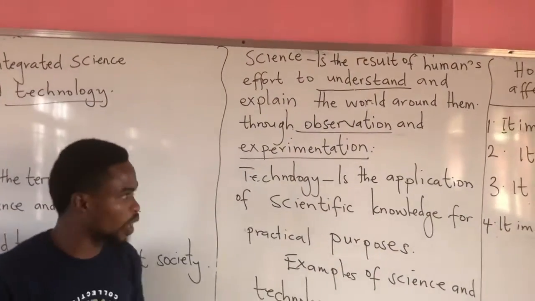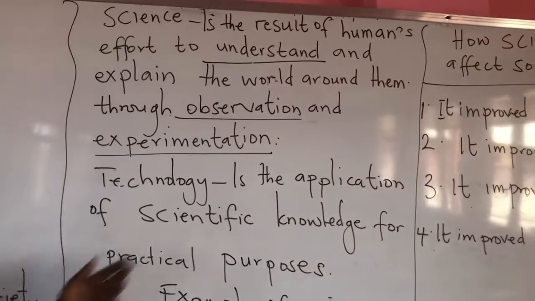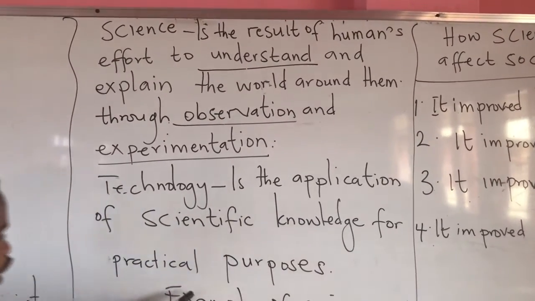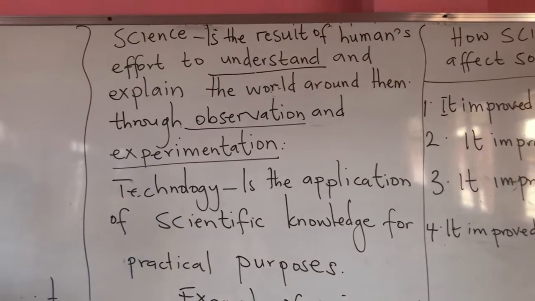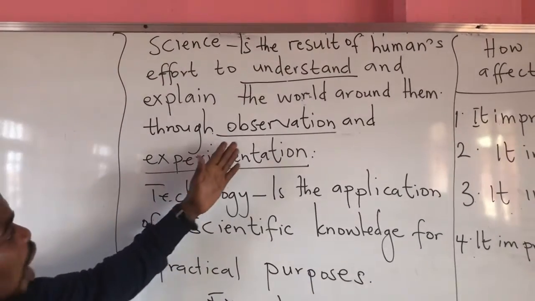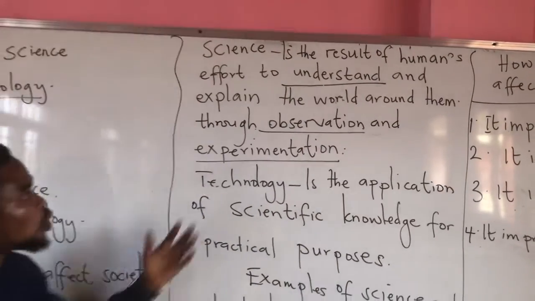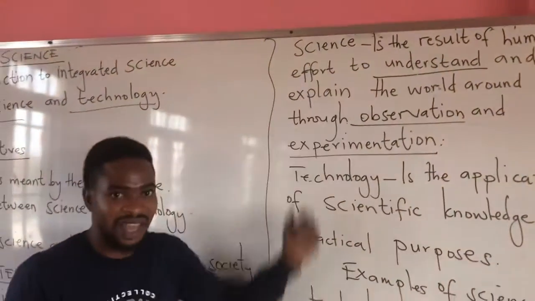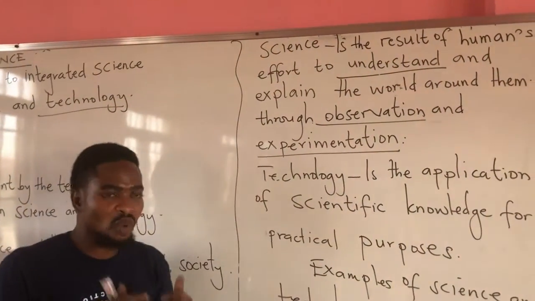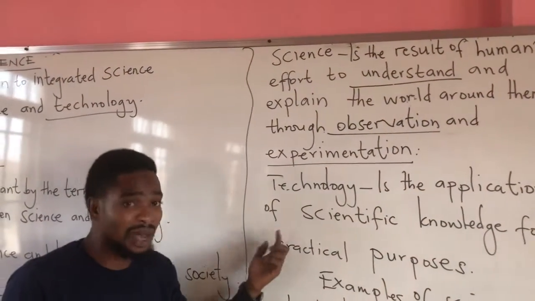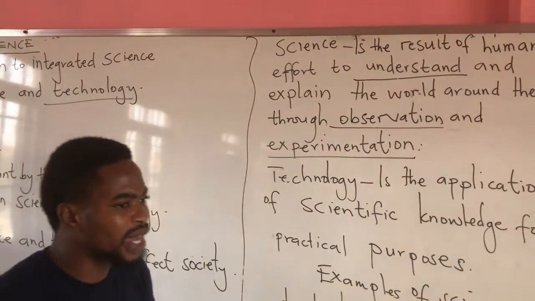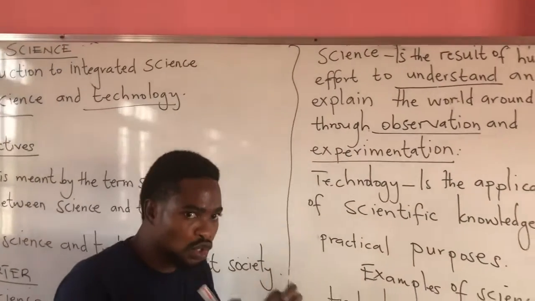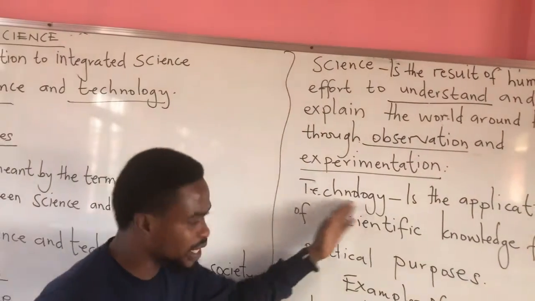Now let us move on to what we call technology. Technology, we say, is the application of scientific knowledge for practical purposes. Now after observing the thing, experiencing what you observe and understanding, you have to apply what you've learned. That is why when we study something in science, we give you some things practically for you to experience or to do on your own. This is what we call technology.